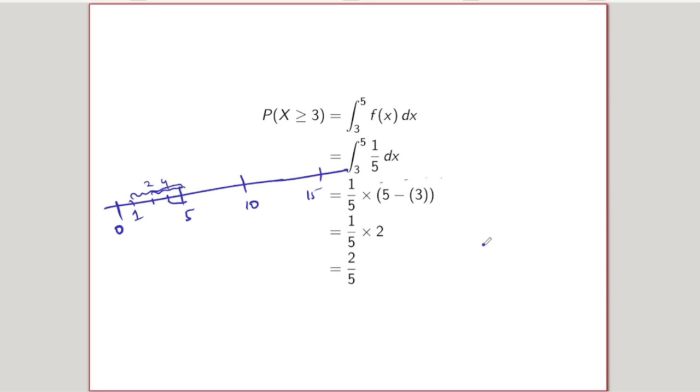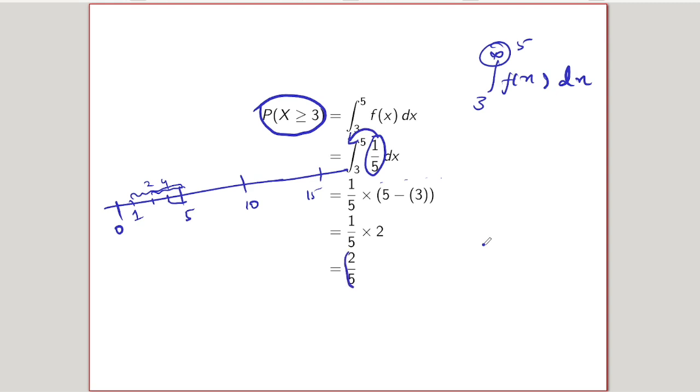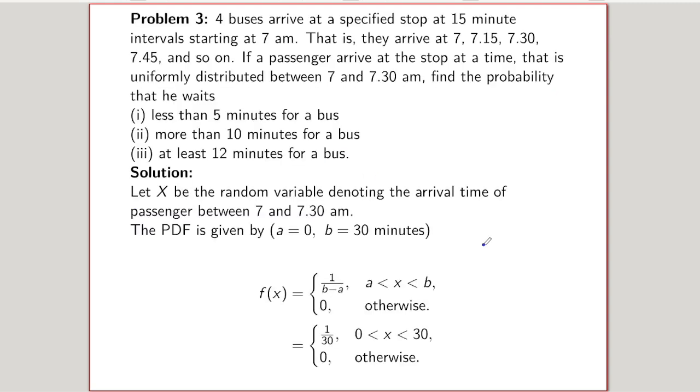So we are going to find the probability of x greater than or equal to 3. So it is the integral from 3 to infinity of f(x) dx, but the ceiling value is 5 here. So we are finding the integral from 3 to 5. f(x) value is 1/5 dx. We can take this 1/5 outside. Integral of 1 will be x. 5 minus 3 answer will be 2. So our final answer will be 2/5.